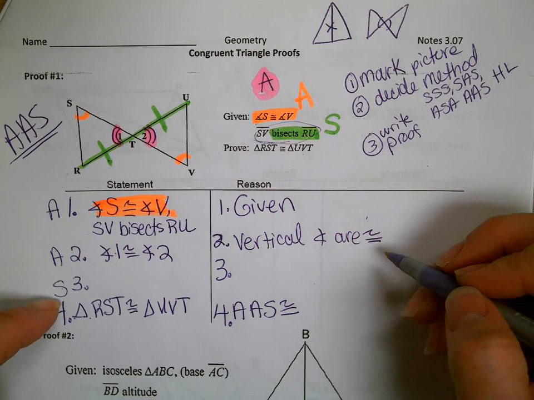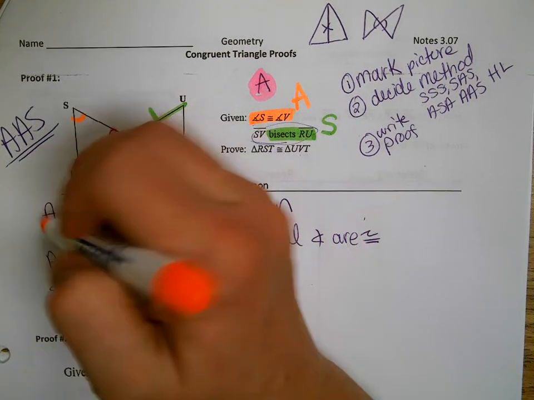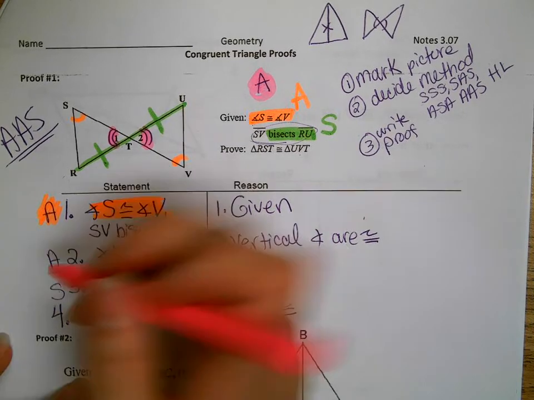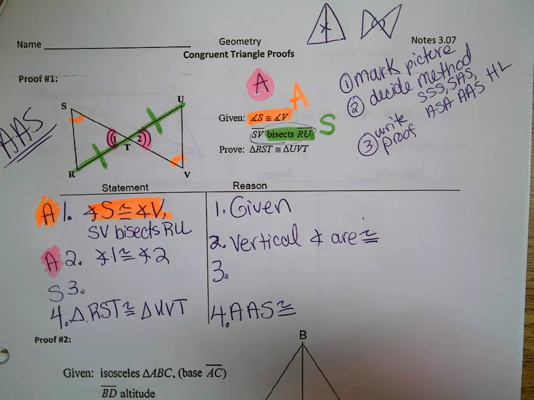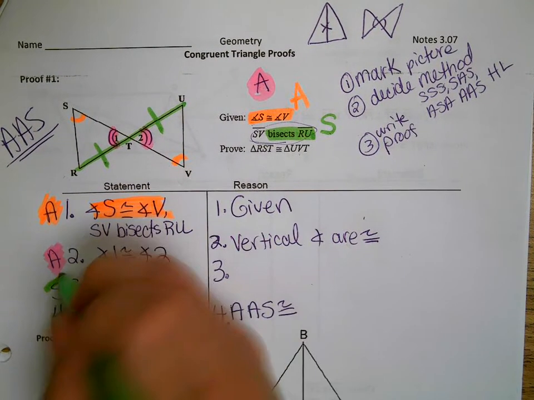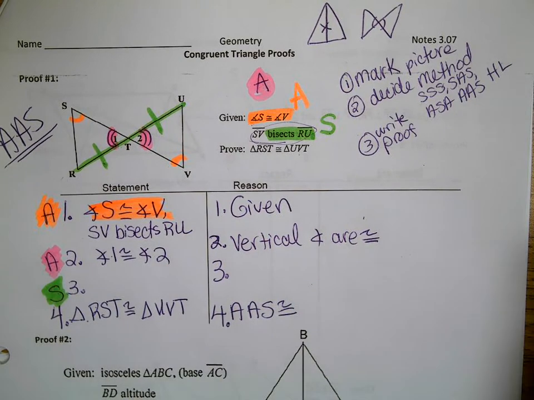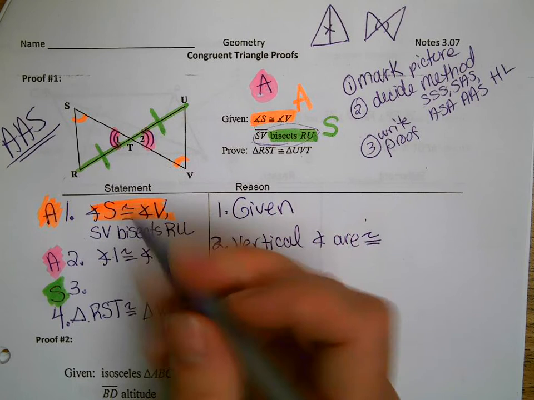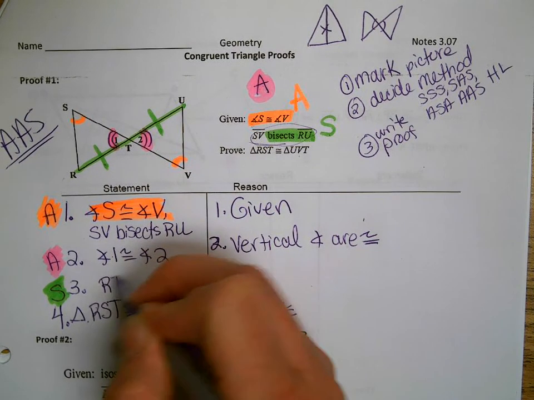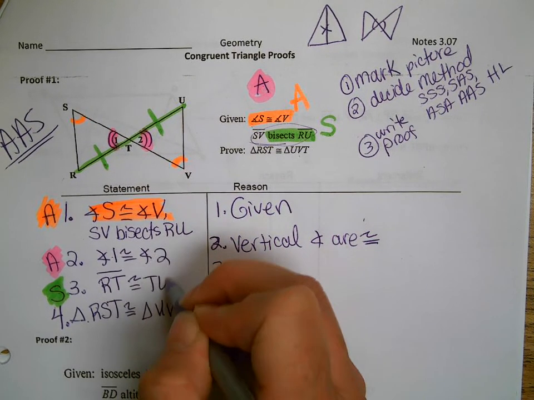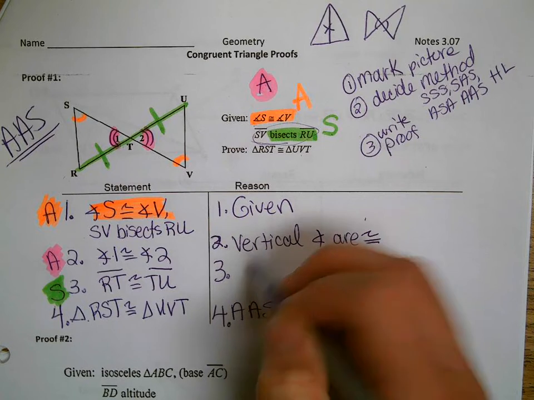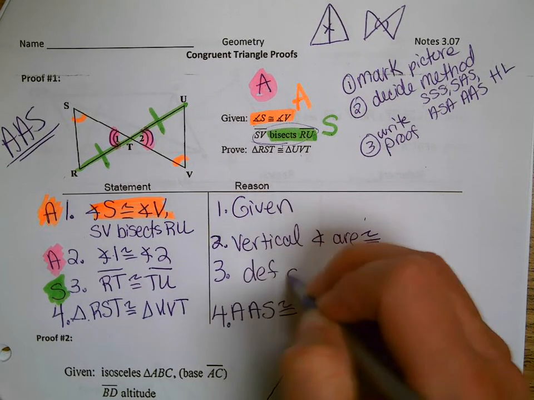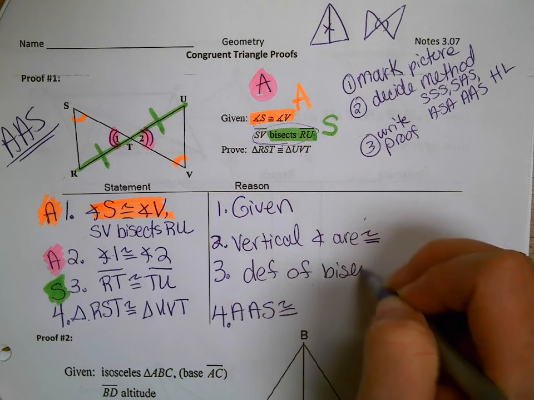Next, the sides. So again, we had the orange angles as the first step. Then we pulled from our assumptions and had the pink angles. Now we have the sides that we listed in green are RT and TU. So here we're going to write that RT is congruent to TU. And that reason came from here. What we had in green was definition of bisector.